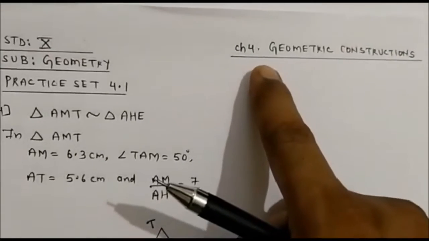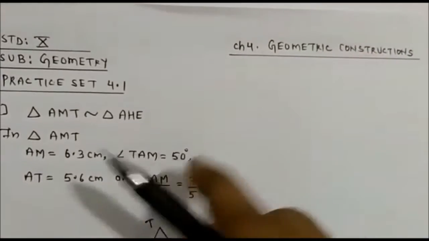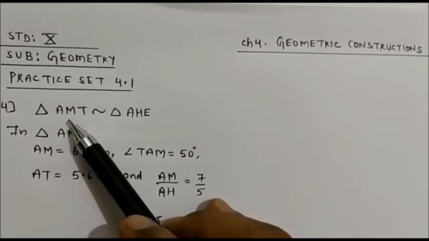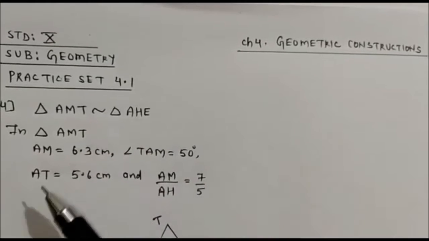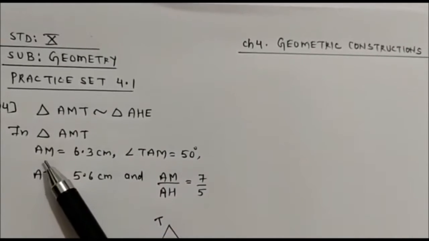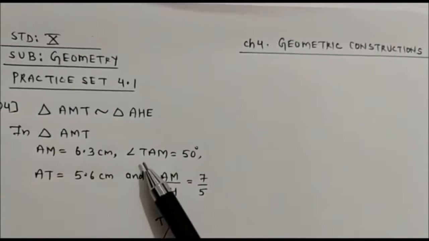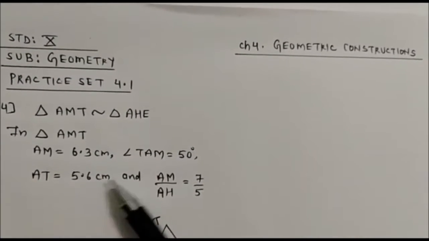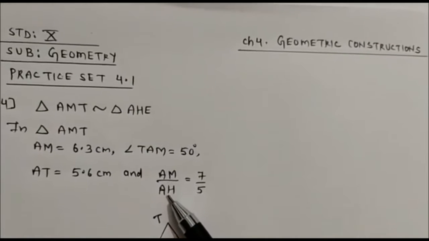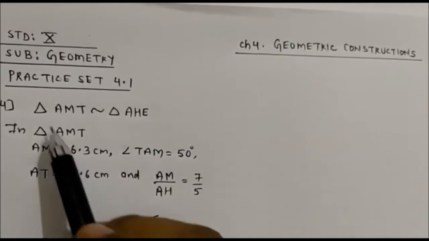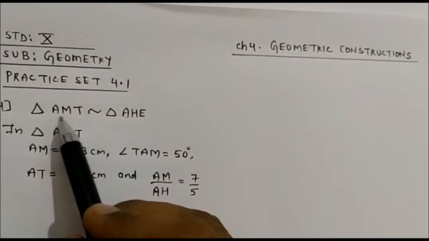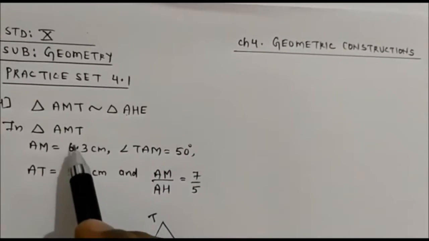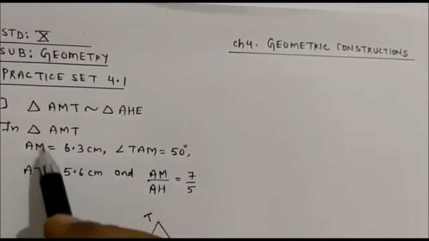So in the topic today we'll see geometric construction, practice set 4.1. Question 4. Triangle AMT is similar to triangle AHE. In triangle AMT, AM is 6.3 cm, angle TAM is 50 degrees, AT is 5.6 cm, and a ratio is given: AM upon AH is 7 upon 5. Now we can see that this point A is common, and this angle A is given 50 degrees. So we have the measurements of triangle AMT, so we can construct this triangle.